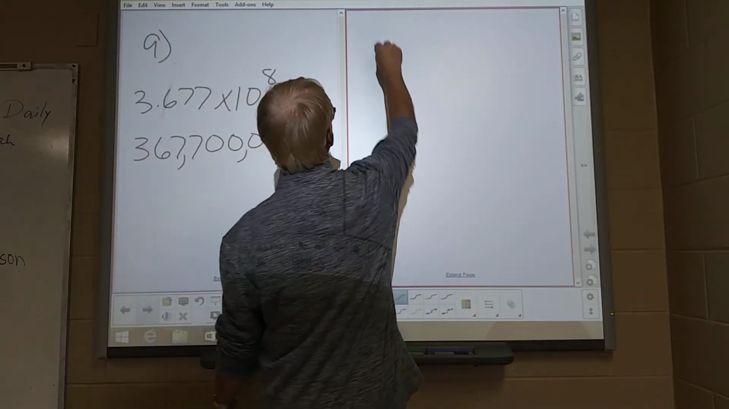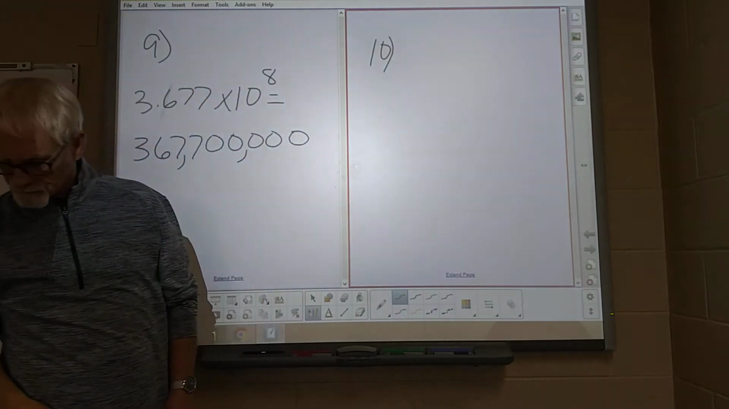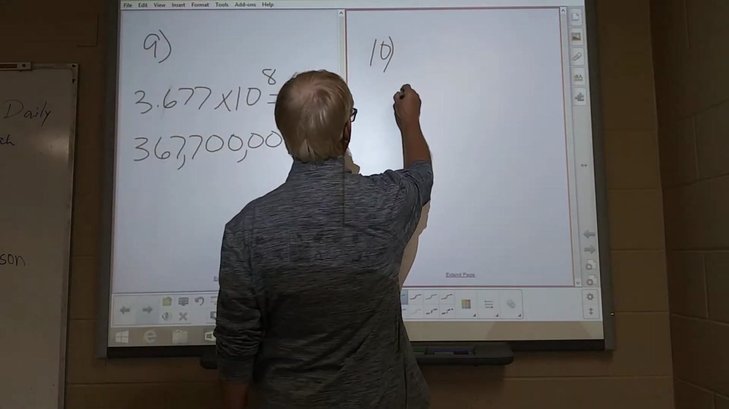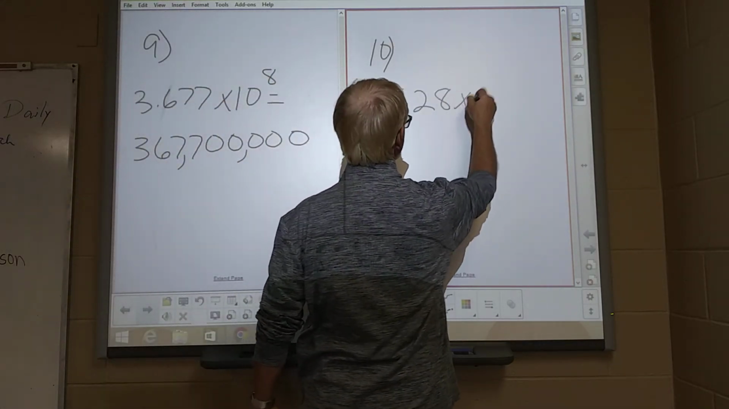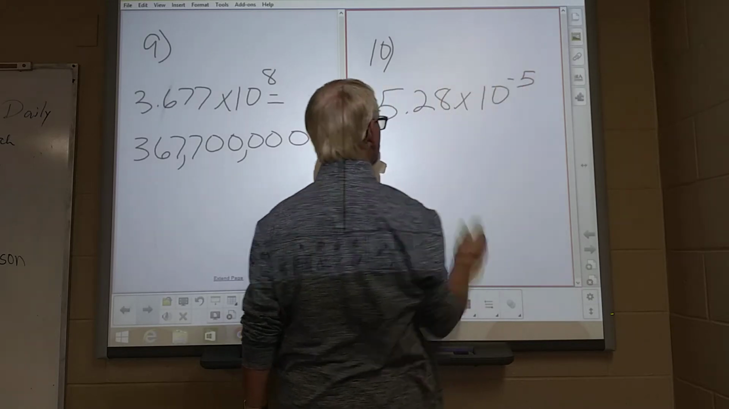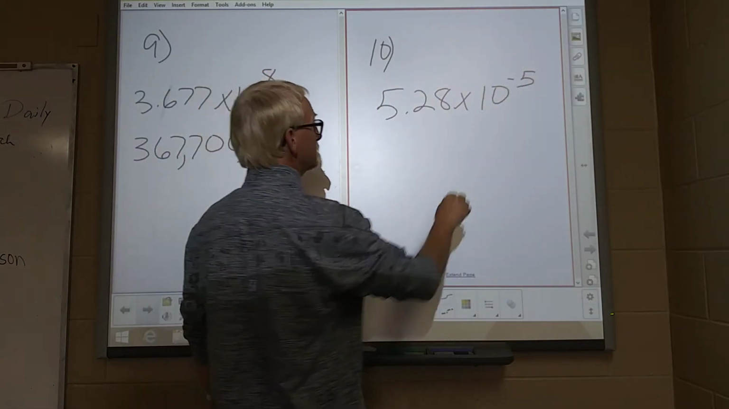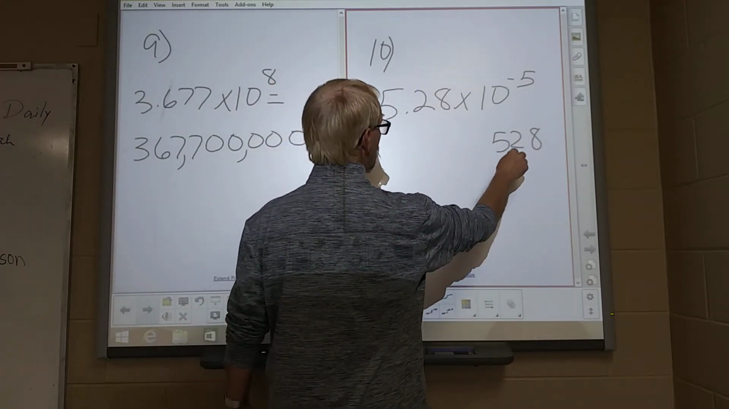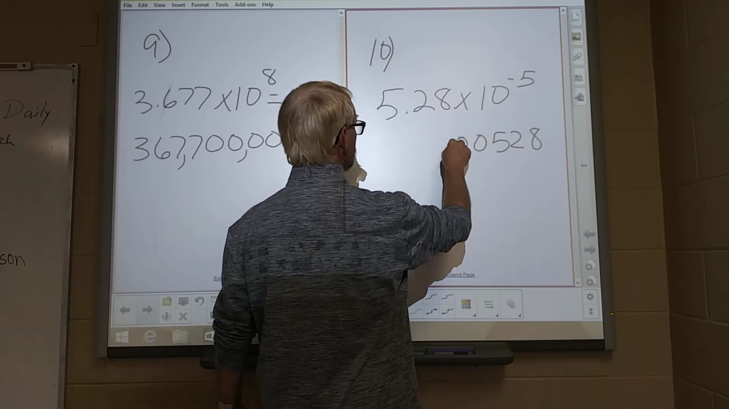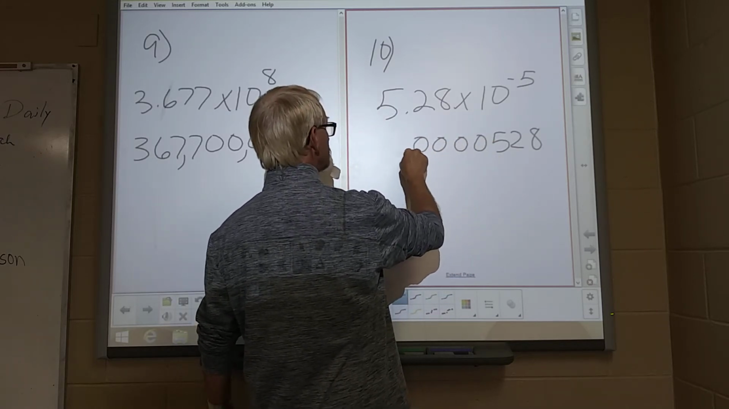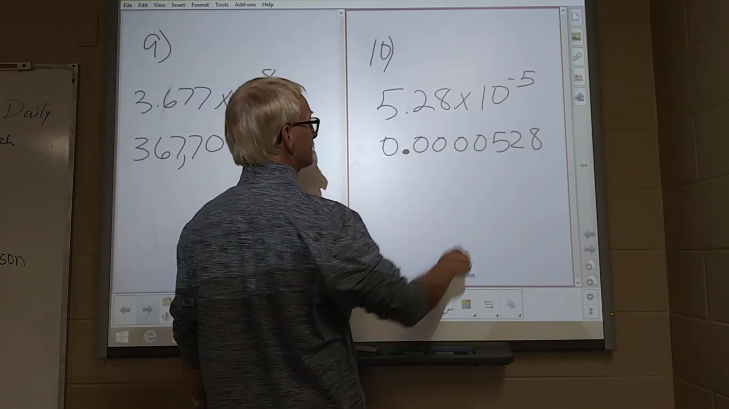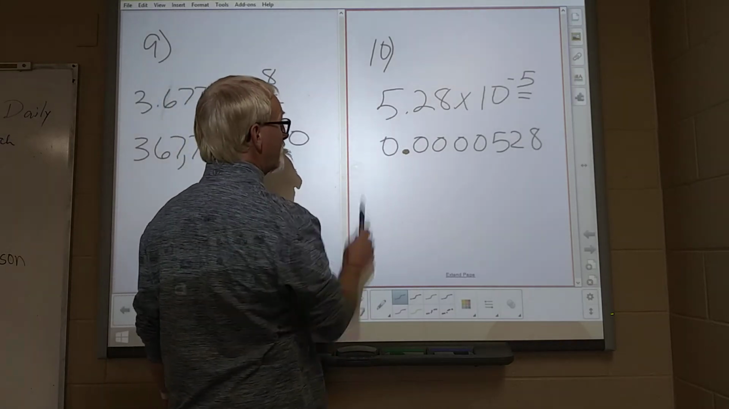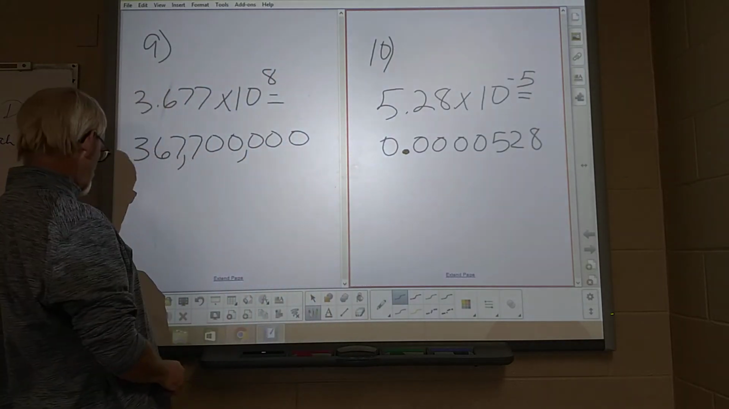And let's do 10. 10 says 5.28 times 10 to the negative 5th. Now, because it's a negative, it means it's going to be less than 1. So let's write the 528, and we're going to go over 5 places. So 1, 2, 3, 4, 5. Put your decimal in front of that, and that's how you get it when it's a negative. You have to count this digit as one of the 5 because it was in front of the decimal to begin with.